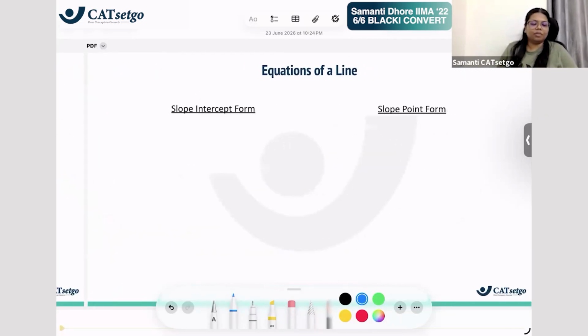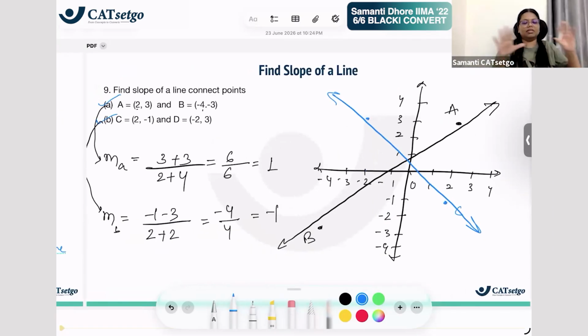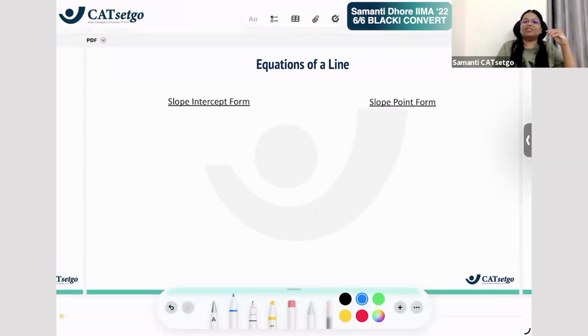From here, we'll move to something extremely interesting. This is where coordinate geometry actually starts forming. Until this point we were just touching base and understanding. But from here, coordinate geometry starts getting interesting, because here we have equations of a line.